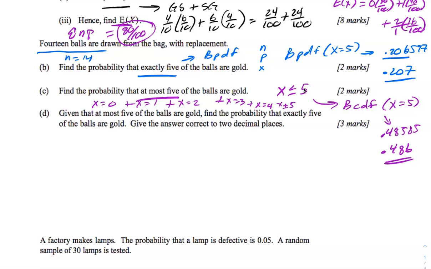So that's what's going on. That's all that's going on there. At most 5, so you can get 1, 2, 3, 4, or 5. Add them all up, and you get this.